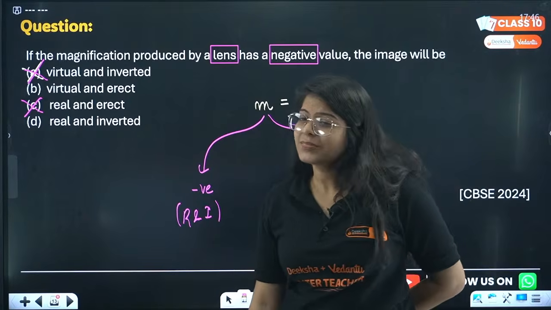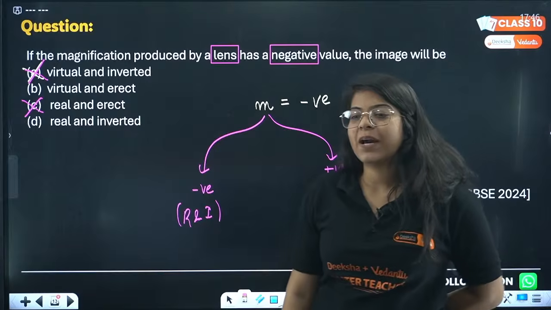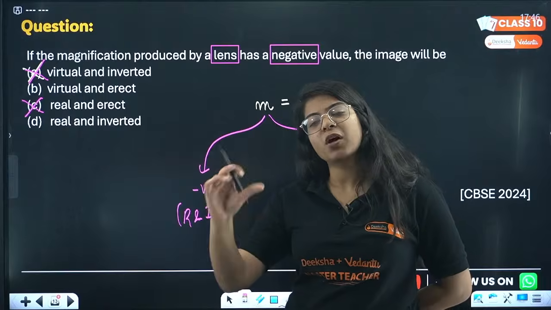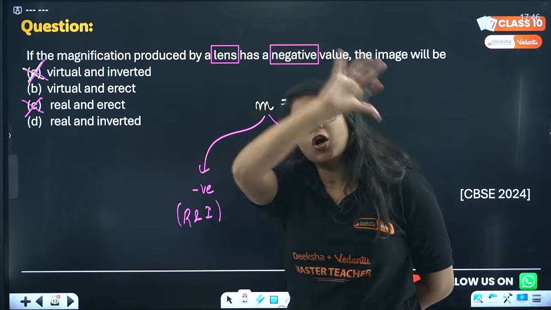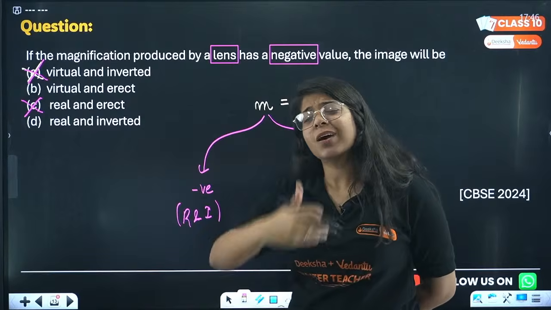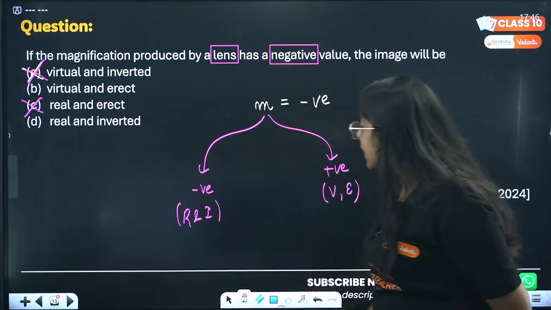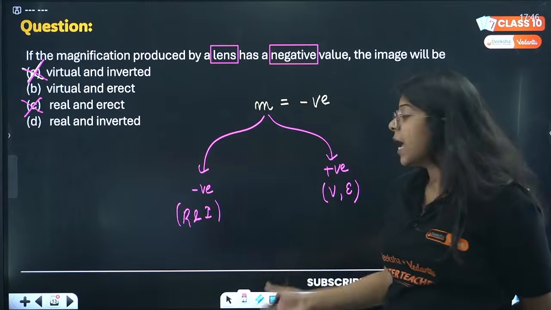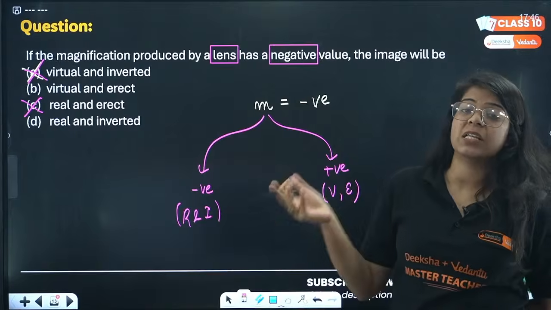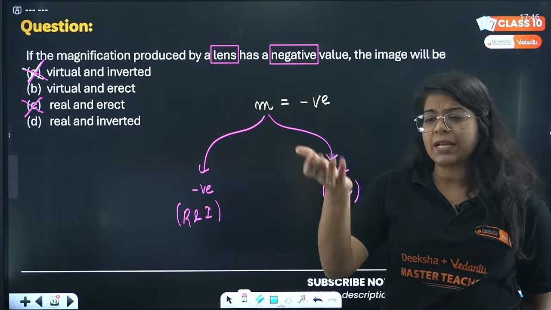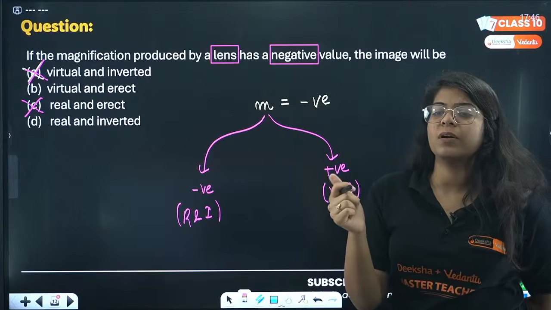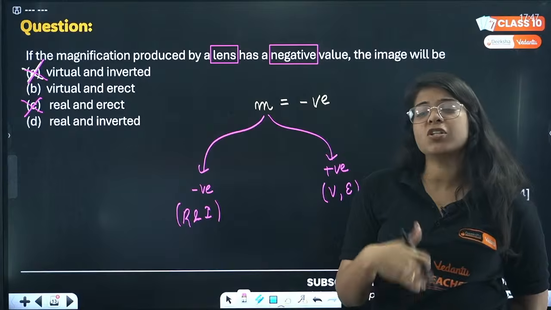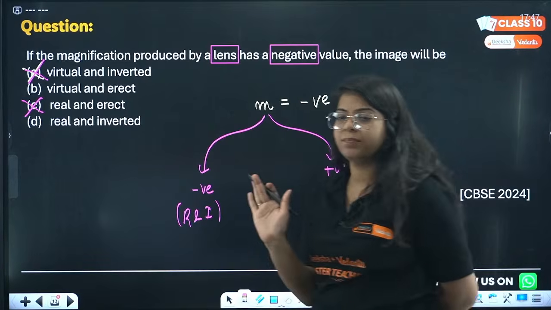Okay, a real and inverted image is formed by a convex lens. Sachin, you are right, but I'm just telling you, in the whole light section, whenever the magnification is negative, it's a real and inverted image, be it for mirror, be it for lens. And whenever the magnification is positive, it's a virtual and erect image. Although it's absolutely correct that a real and inverted image is formed by a convex lens, a concave lens never forms a real and inverted image, it always forms virtual and erect.